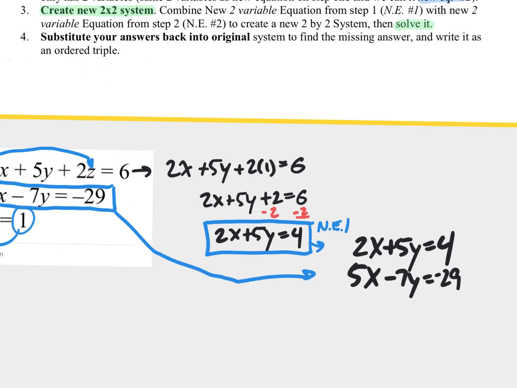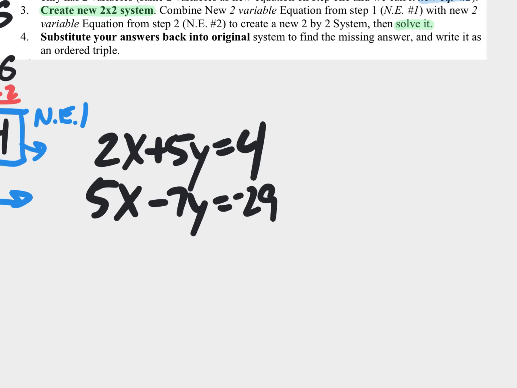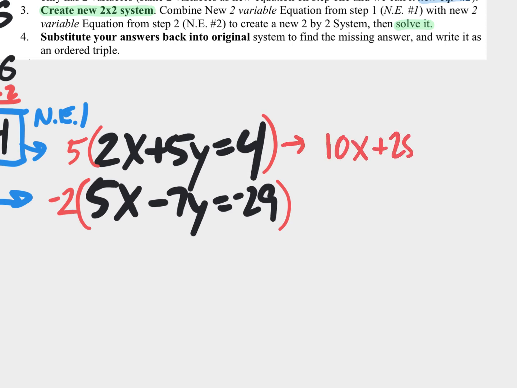So I just need to solve this 2x2 system. What would you like to cancel, x's or y's? X's seem a little easier. How could I cancel out x's? So we know we want 10 up here and a negative 10, or you could have done negative 10 and 10. It's totally up to you. We're going to multiply the whole top one by 5, giving us 10x plus 25y equals 20. The bottom one, we're going to get negative 10x plus 14y equals positive 58.